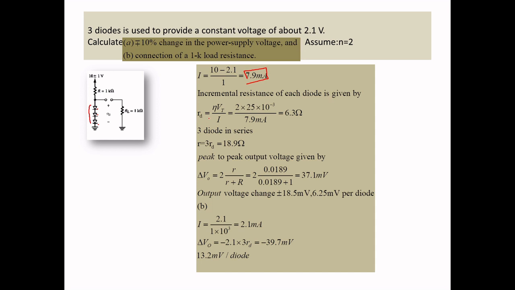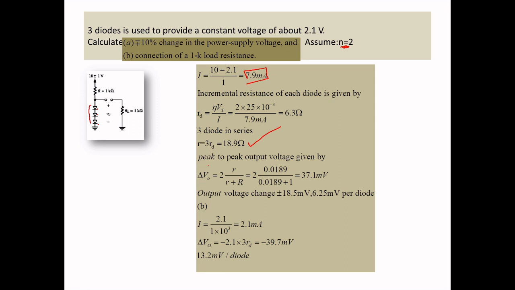The formula is RD equal to eta Vt divided by I. It was given n equal to 2, so I have taken 2, that is eta or n, up to your convenience. So 2 into 25 into 10 to the power minus 3 divided by 7.9 milliamps gives 6.3 ohms. When three diodes are in series, the overall small signal resistance is R equal to 3 RD, which gives 18.9 ohms.